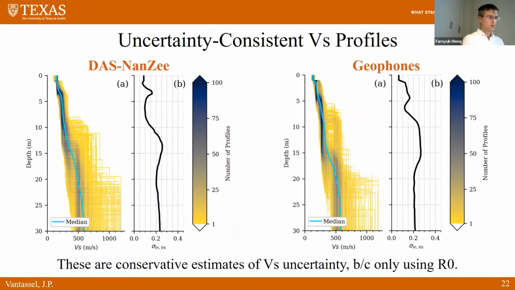And here are 1,000 shear wave velocity profiles, on the left the DAS, and on the right the geophones. I want to point out that from these 1,000 shear wave velocity profiles we can get a median profile, and we can also estimate shear wave velocity uncertainty as a function of depth. Because we're only using part of the data we extracted, these are going to be conservative estimates of uncertainty for the site.